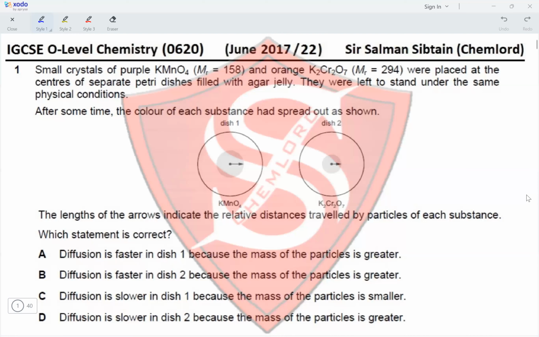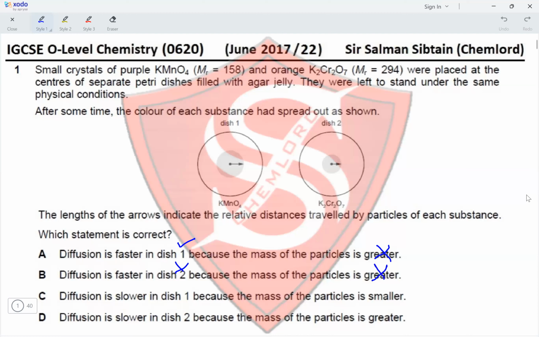Which statement is correct? According to the length of the arrow, KMnO4 diffused more than K2Cr2O7. Diffusion is faster in dish 1. Yes, because the mass of the particles is greater. No, because the mass of the particle is smaller. Diffusion is faster in dish 2. No, because the mass of the particles is greater.